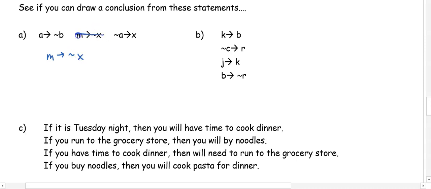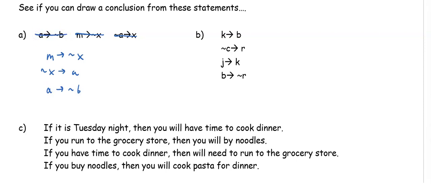Whatever I end with, I have to start with in the next statement. So I have to start with a not X, which I don't have right now. I just have X. So I'm going to use the contrapositive to flip this statement around. So it becomes not X to A. Then we have this last statement that goes A to not B.